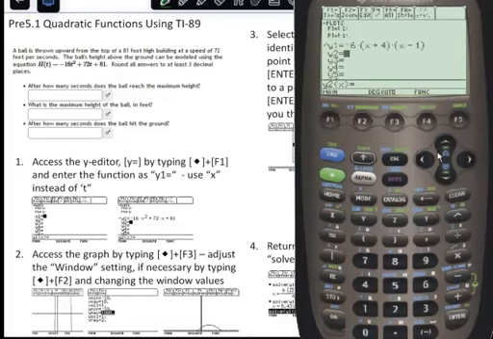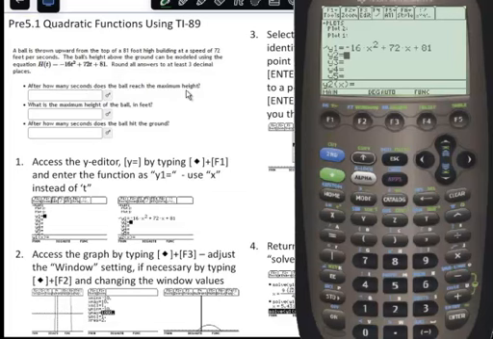Okay, and if I go into my equation editor, once again, I'm going to type in this equation. Notice this is in terms of t, but I have to enter it in terms of x. So I'm going to replace the t with an x, so -16x squared plus 72x plus 81.